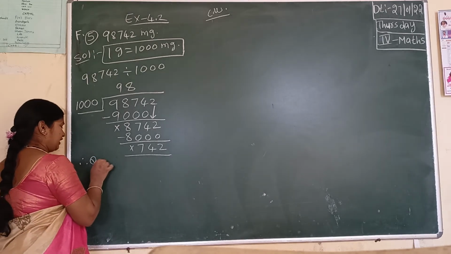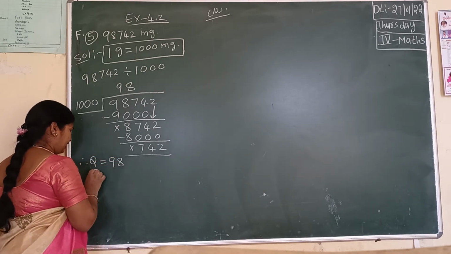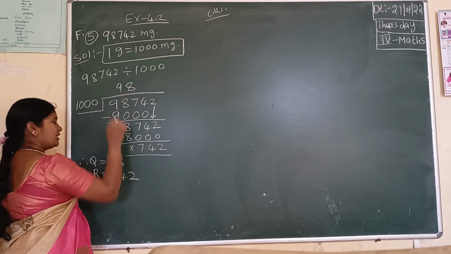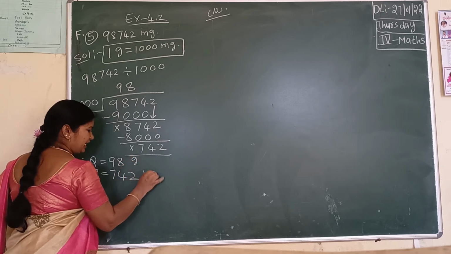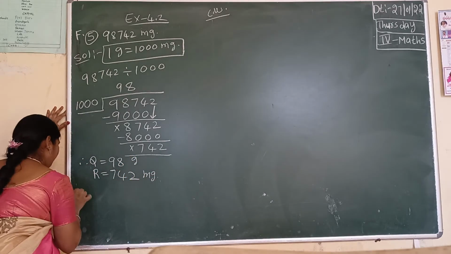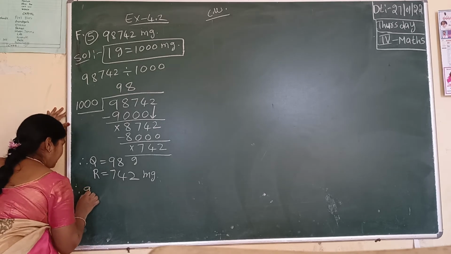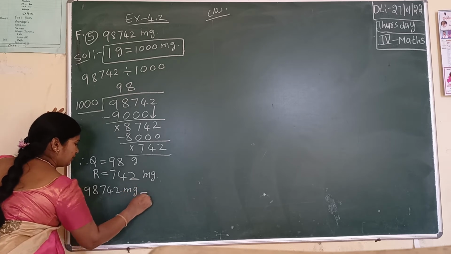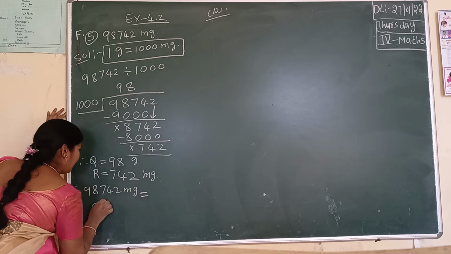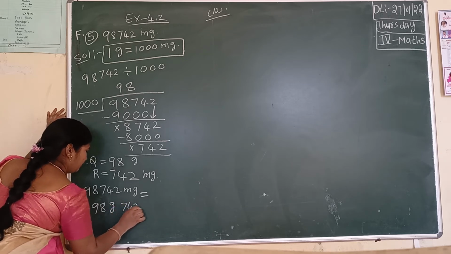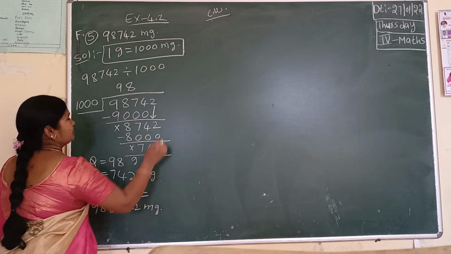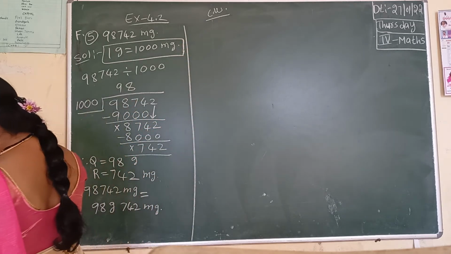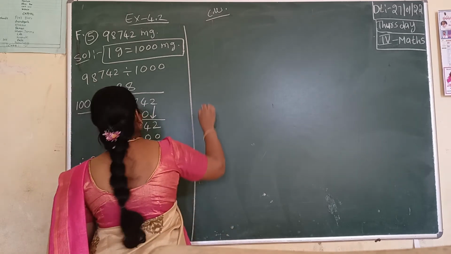Therefore, what is the quotient here? 98 and the remainder 742. This quotient becomes grams and the remainder becomes milligrams. Therefore, write down the given quotient: 98,742 milligrams equal to 98 grams 742 milligrams. It is your answer.